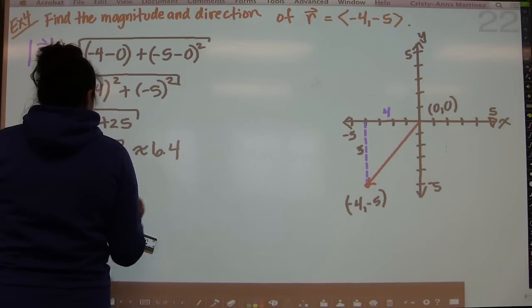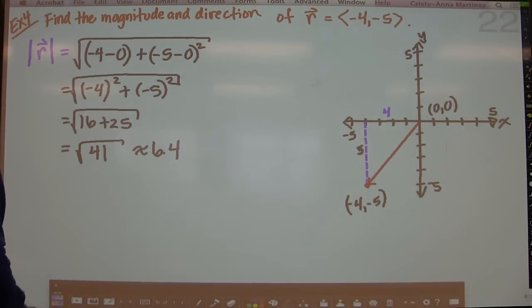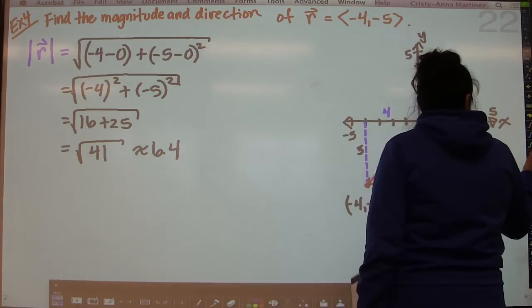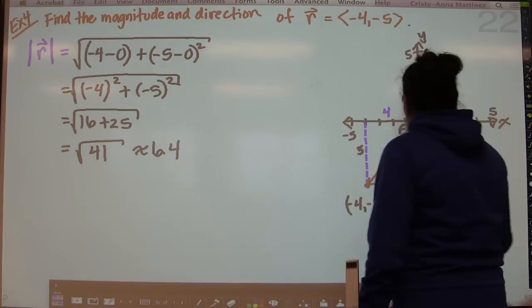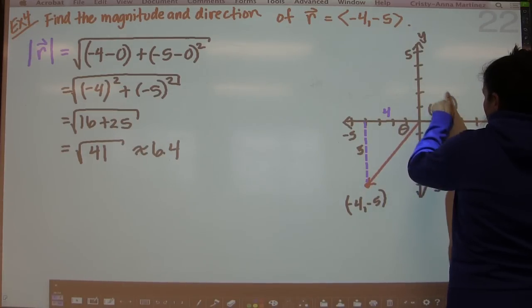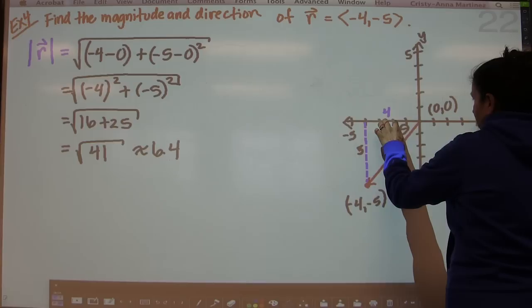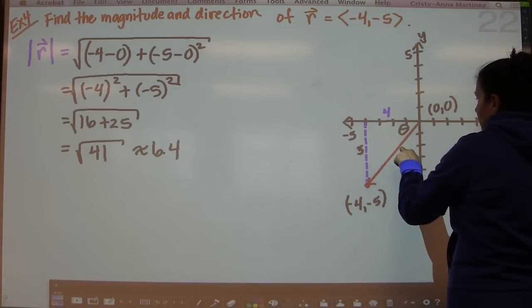That's the magnitude. Now to find the direction, we said before, the direction is basically going to be the angle that is formed with the horizontal. All right, and we can see that the horizontal in this case is going to be the x-axis. So what we're looking for is for this angle right here. I'm going to go ahead and draw it in with a theta. We know that this right here is 180, and then we need to add to that this angle measure, and then that will be the direction.